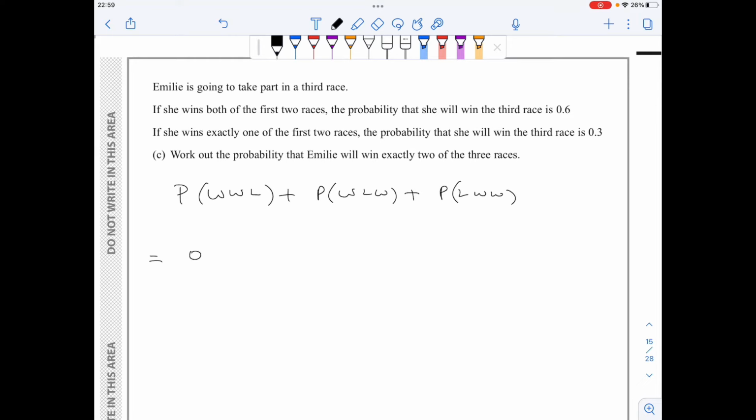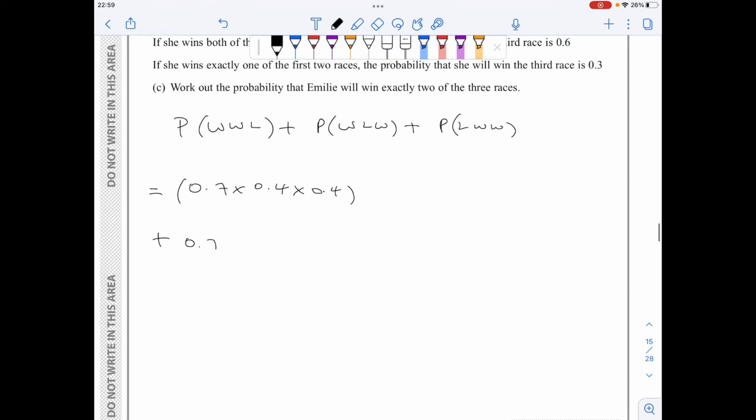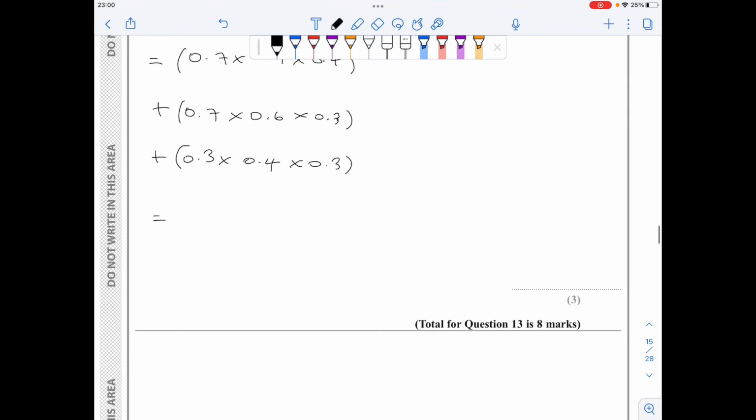These are 0.7 times 0.4 times 0.4 plus 0.7 times 0.6 times 0.3 plus 0.3 times 0.4 times 0.3. This comes out to be 0.112 plus 0.126 plus 0.036. Final answer 0.274.